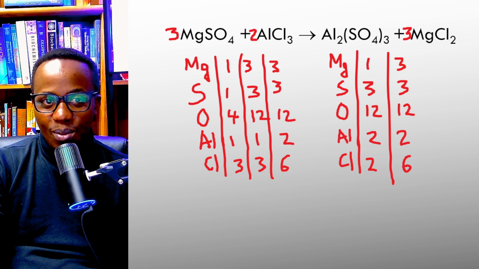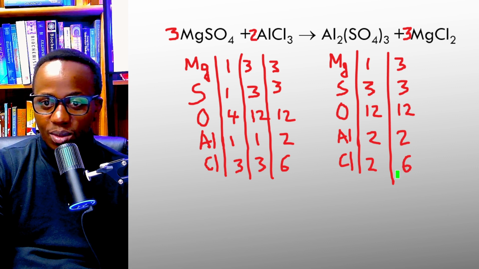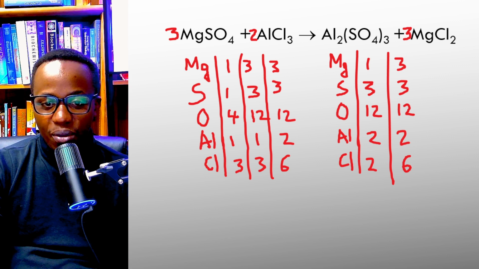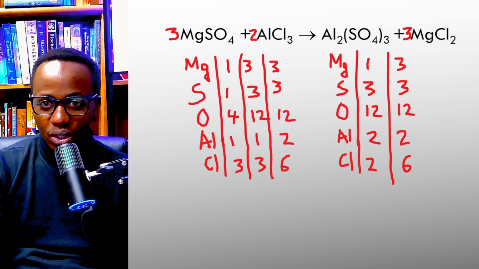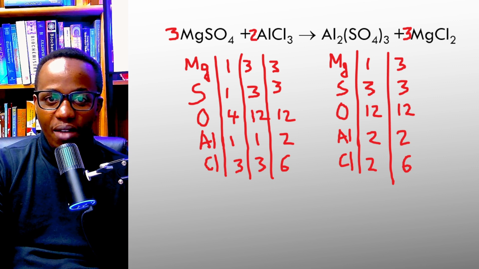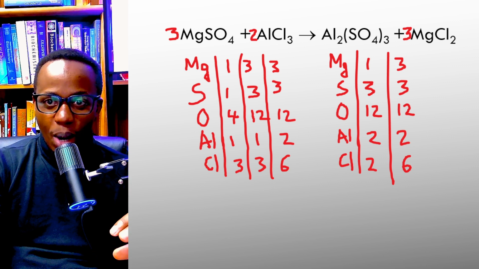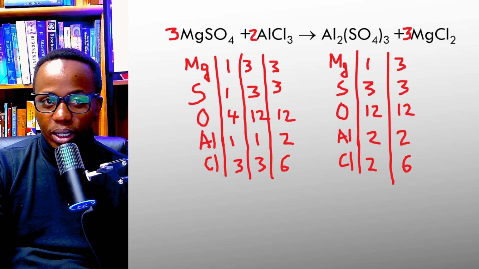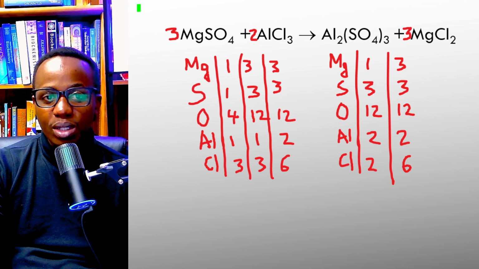it's 6. And why am I happy about that? Because there's 6 here as well. So you have 3, 3, 3, 3, 12, 12, 2, 2, 6, 6. So we just balanced this. By following the simple steps that we laid out, we just balanced this 5-atom, 4-compound chemical reaction. That is a double replacement. So as long as you follow these steps, you're not going to have any problem.